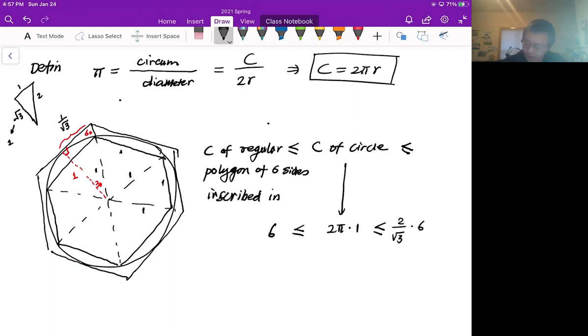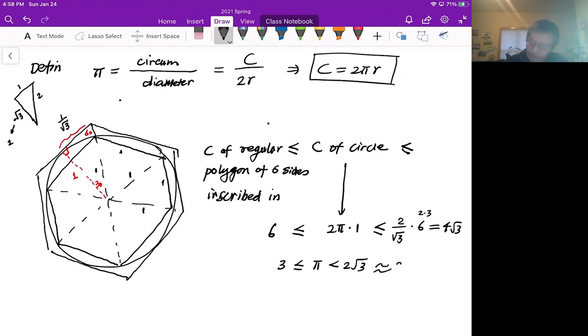If I just work on that one here, this is actually 2 times 3, 3 divided by 3, so we can get the 4. Let's see. Wait a second. I think 3. Okay, so it's actually 4 root of 3. So you divide both sides by 2. So pi is bigger than 3 and smaller than 2 root of 3.